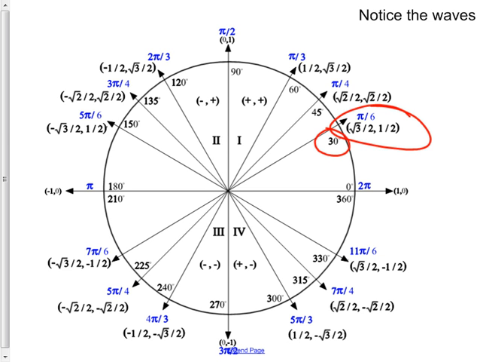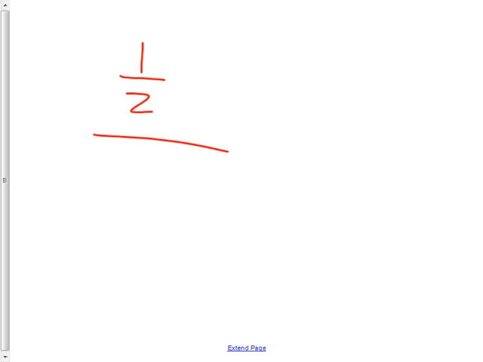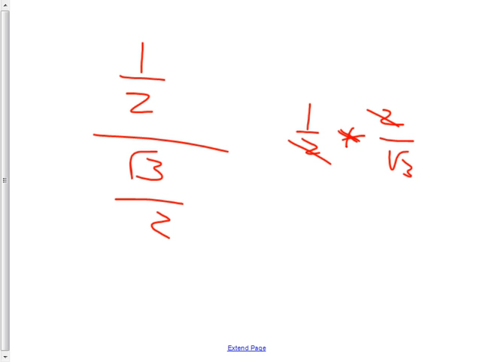And how would I get the tangent? Y over x. That over that. 1/2 over root 3 over 2. You see how it's a giant fraction in fractions problem? So then you've got to know that that really means 1/2 times 2 over root 3, and then the 2's cancel, so my answer is 1 over root 3, which you can rationalize if you want to and make it root 3 over 3.